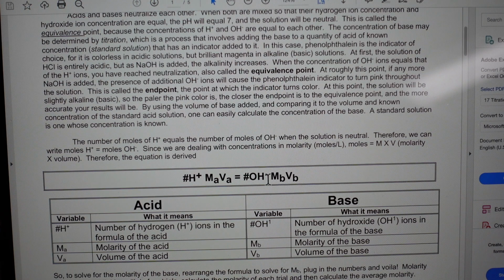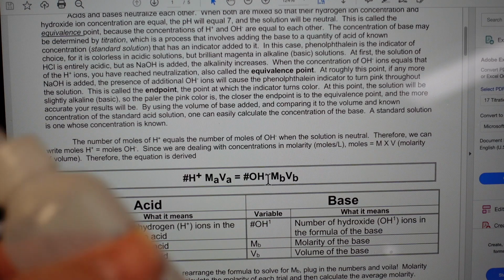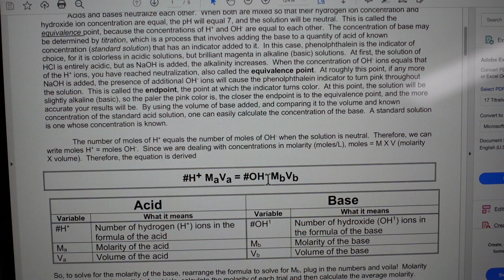Now, the end point is not the same as the equivalence point. The equivalence point is a pH of 7 for phenolphthalein. The end point is a pH of 8. And you may think, but that's a whole pH value. Yeah, but because of the way logarithms work, it actually turns out to be less than 1 drop of difference between a pH of 7 and a pH of 8. And therefore, the end point will serve our function perfectly.